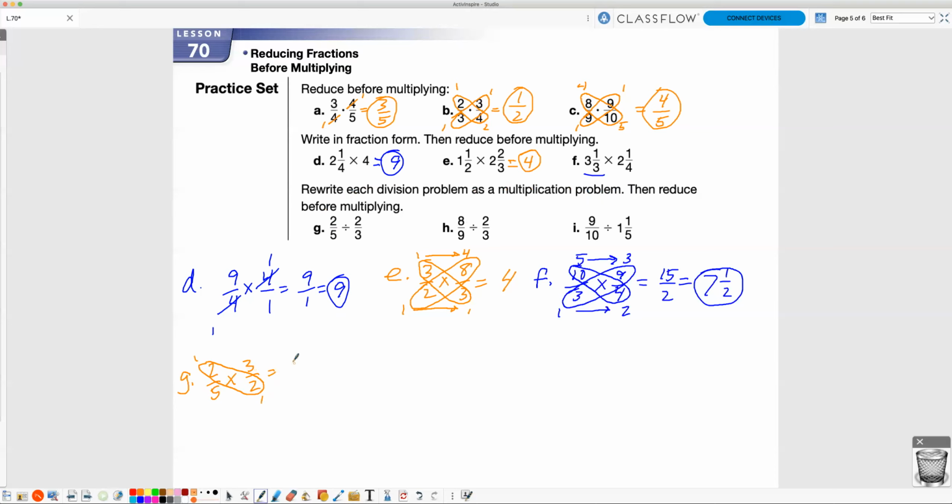That's all there is to it. So I ended up with 1 times 3 in the numerator and 5 times 1 in the denominator. So it'd be 3/5. All right, and letter H.